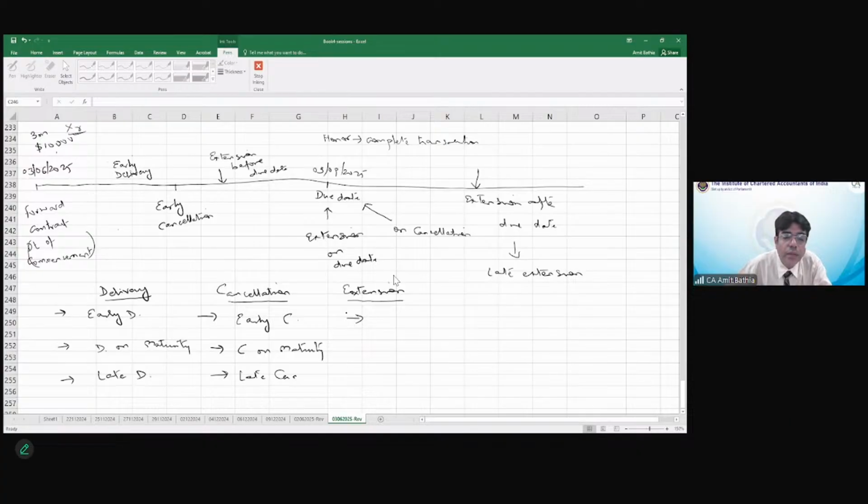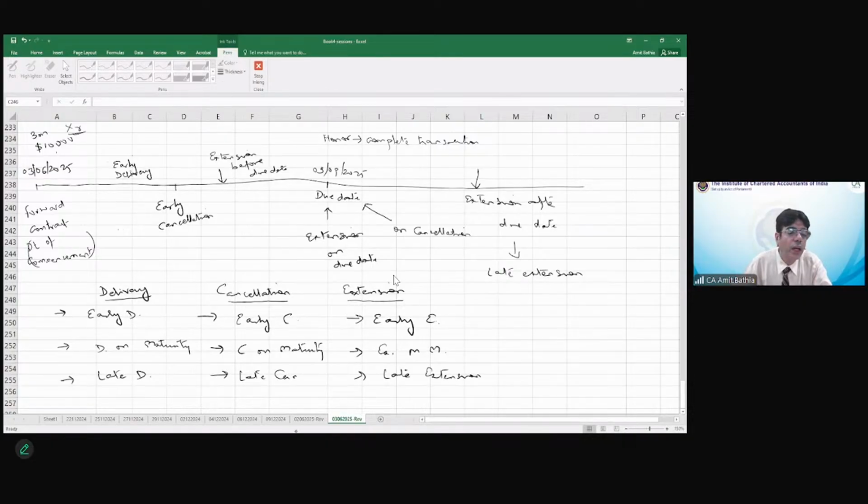Okay, sir. Right. So again, extension also, I have three options. So early extension, I am assuming you guys are on board with it. So I'm going to take extension on maturity, and then obviously late extension.